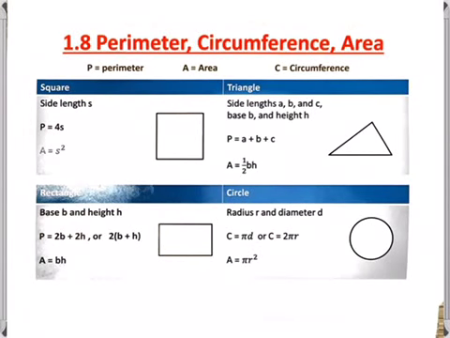Section 1.8, Perimeter, Circumference, and Area. The perimeter of a square is found by taking 4 times the side length. Since all the sides are the same, we just multiply the single side length by 4 to find the perimeter. And remember, perimeter is the distance around the outside of a shape.